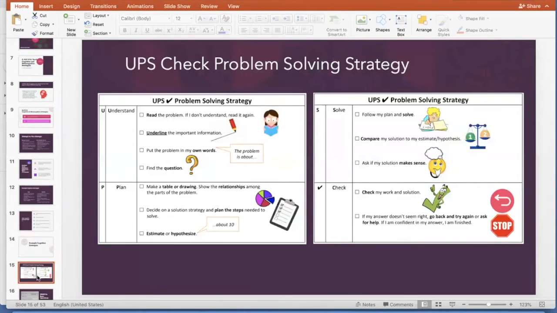So let's look at some examples. I mentioned UPS check, a problem solving strategy. UPS stands for understand, plan, solve, and check at the end. And within each of those chunks, there are sets of steps you want students to work through as they're solving problems. So for example, in the understand phase of problem solving, students read the problem, underline important information, put the problem in their own words, and find the question. And there are steps within each phase of the problem solving strategy.